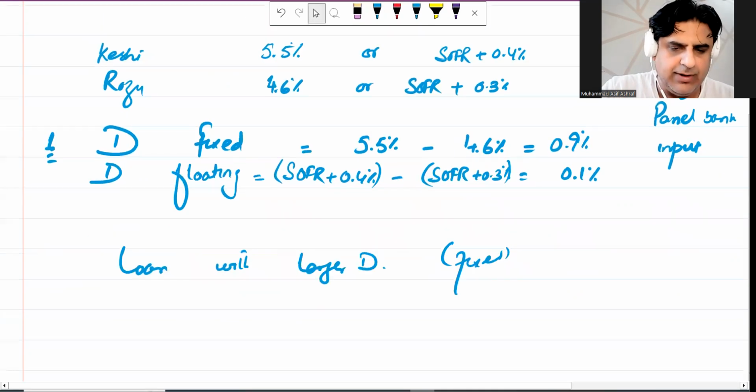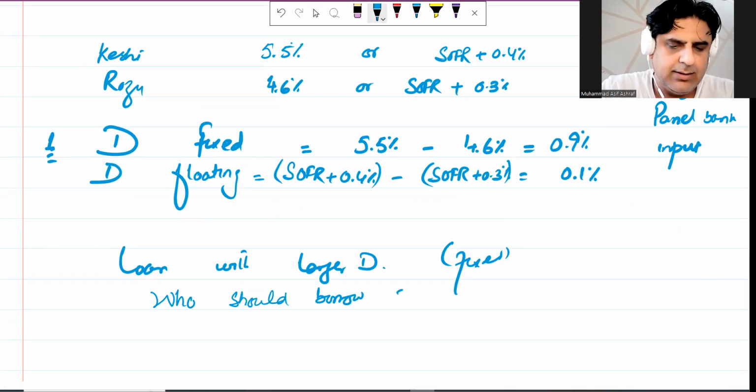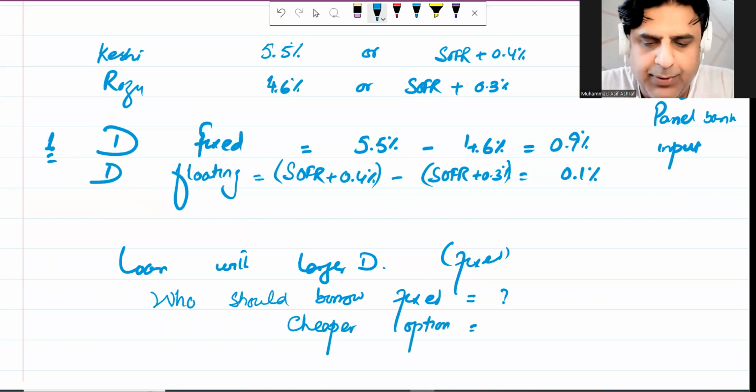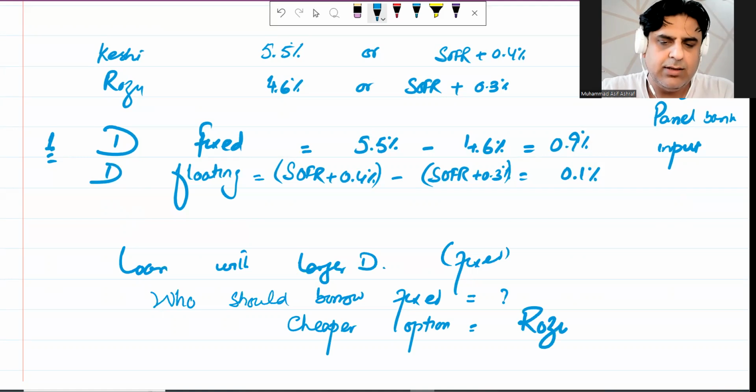So our first question is, who should borrow fixed? Definitely, we will go for the cheaper option, the fixed rate option for the company which will save interest in a swapping arrangement. You see, 5.5% is available for the company, and Rosu can borrow at 4.6%. So it is Rosu who will be going for 4.6%.